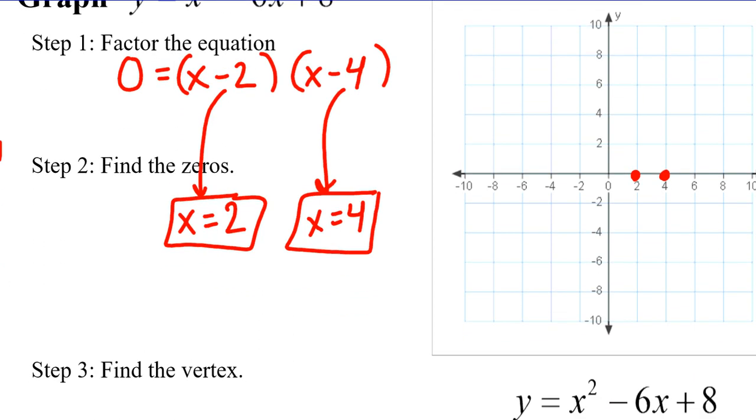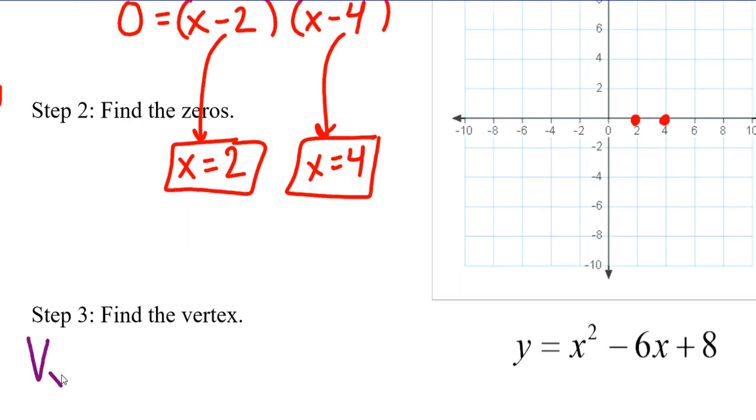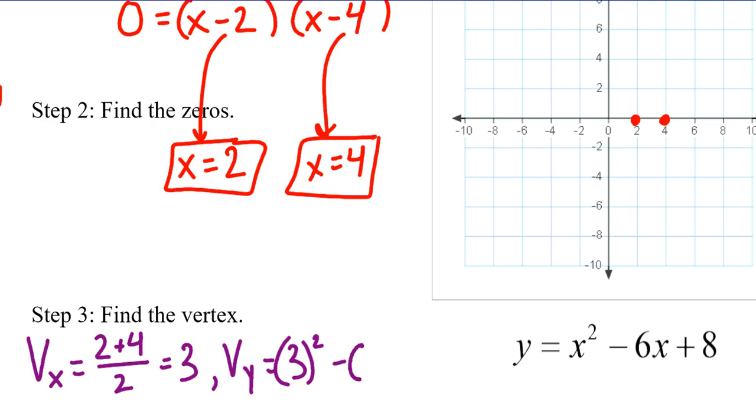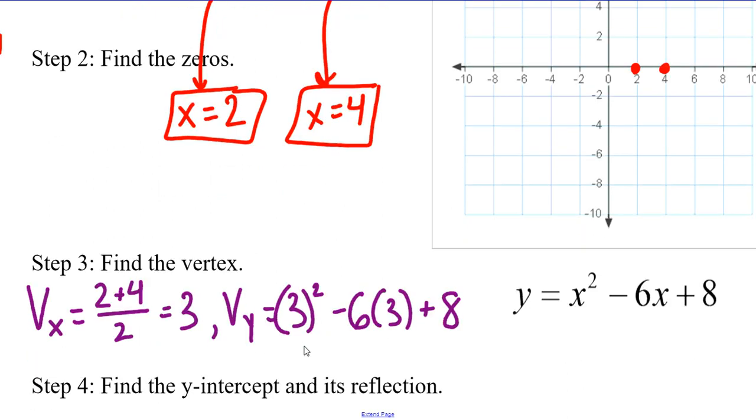That's step 3. The vertex is always going to be halfway between them, and you should be able to see that halfway between for this is going to be 3. If you can't see it, it's the average. Add them together, divide by 2, and that makes 3. So I know the vertex's x-coordinate is 3. To get the y-coordinate, I put 3 in for x in the equation. 3 squared minus 6 times 3 plus 8. That leaves 9 minus 18 is negative 9 plus 8 is negative 1.